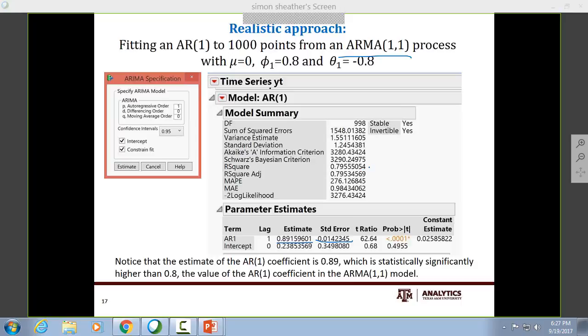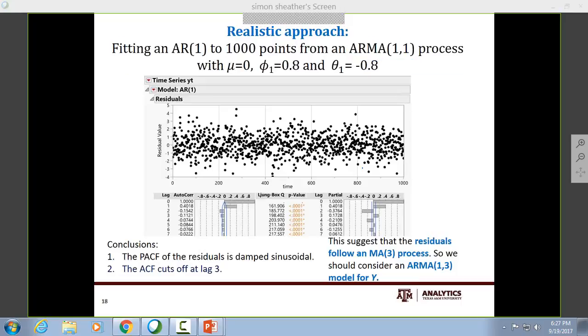Wow, so we got close. 0.89 plus or minus 2 standard errors is plus or minus about 0.03. So we think that the coefficient is somewhere between 0.86 and 0.92. So we're a little bit off, but we're kind of in the ballpark.